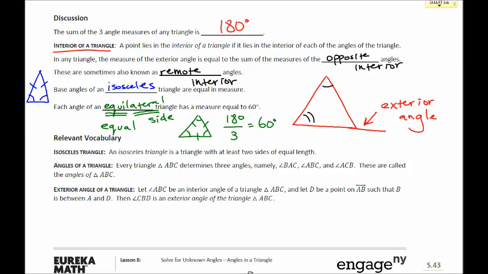At the bottom of this page, there's some relevant vocabulary. This is an isosceles triangle with at least two sides equal in length. And this is a picture of the exterior angle of a triangle. And let's move on and try at least one problem using these ideas.